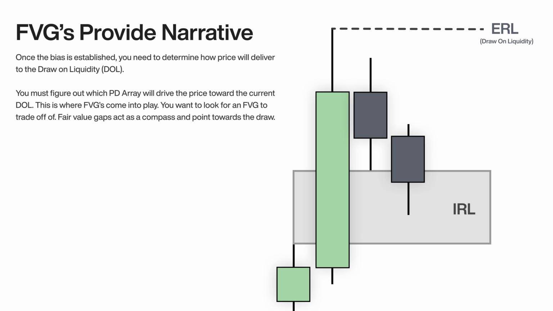So based on this diagram, we are retracing into internal range liquidity here. We're trading lower in a retracement phase of price. This would be our narrative area where we're expecting price to actually bounce and respect before continuing higher towards external range liquidity, aka that buy side, our draw that we've dictated earlier.